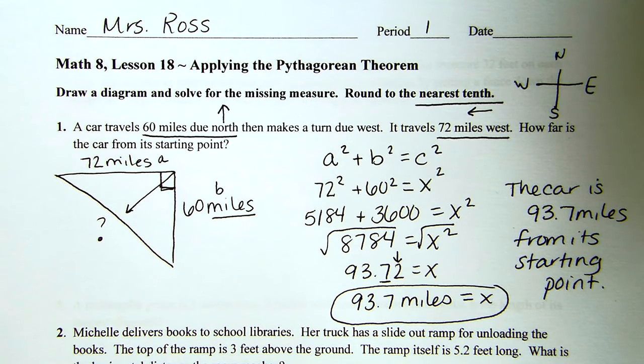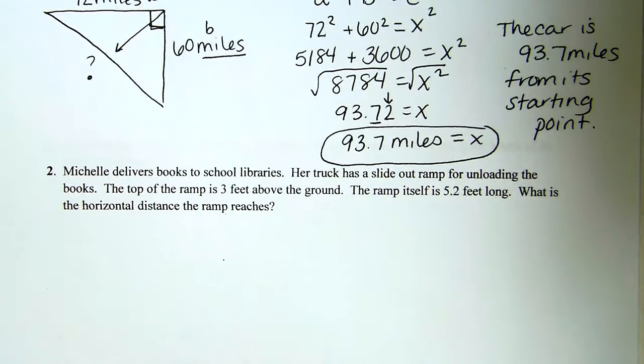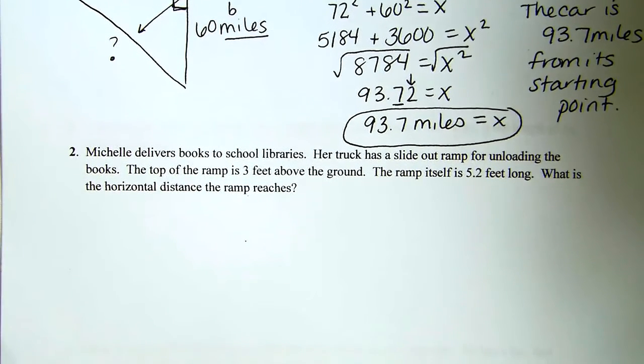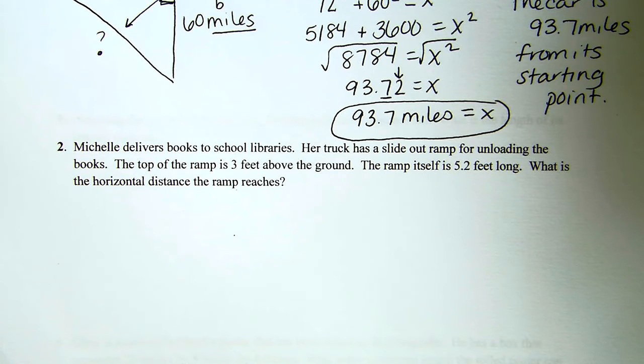All right. Next, we're going to move on to number 2. So here we go. Michelle delivers books to school libraries. Her truck has a slide-out ramp for unloading the books. The top of the ramp is 3 feet above the ground, and the ramp itself is 5.2 feet long. What is the horizontal distance the ramp reaches?